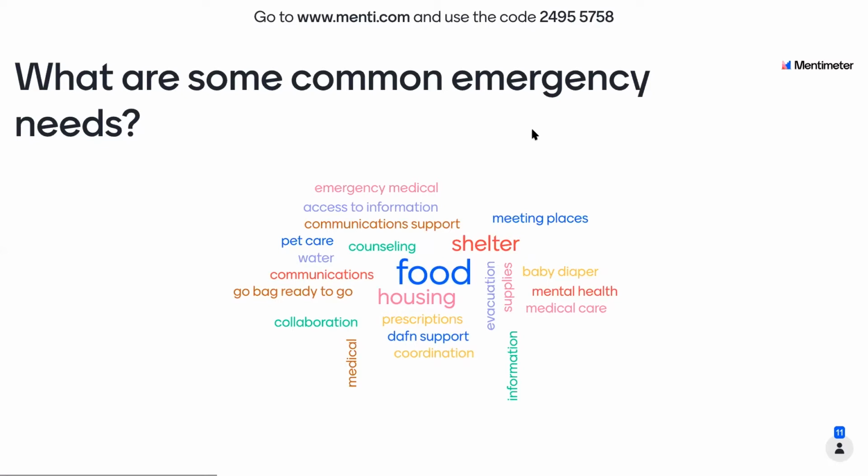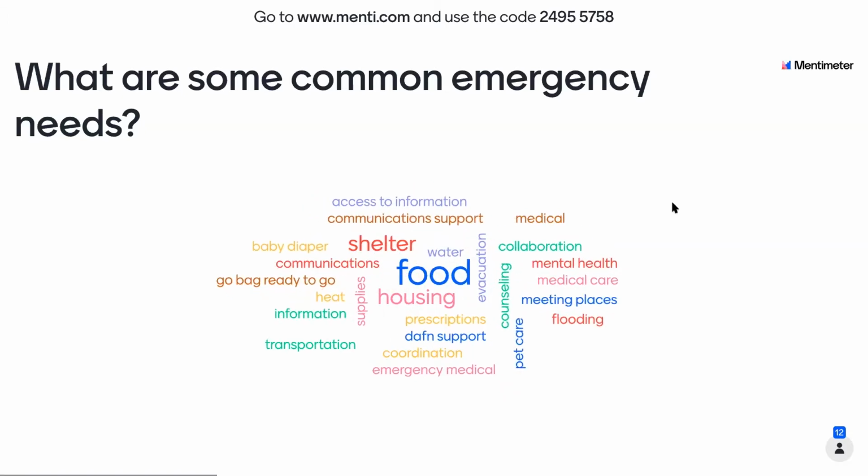Thank goodness somebody mentioned mental health, having a go bag ready to go, collaboration, meeting places, evacuation, supplies, prescriptions, DAFN support. For those of you who might be new to emergency preparedness, DAFN is an acronym for disabilities and others with access or functional needs. So thank you for putting that in. Coordination, yes, we definitely need that. Information, mental health, medical care, supplies, and baby diapers. So there we go.